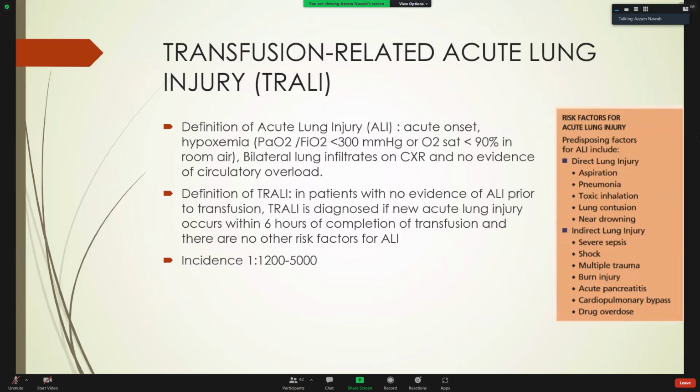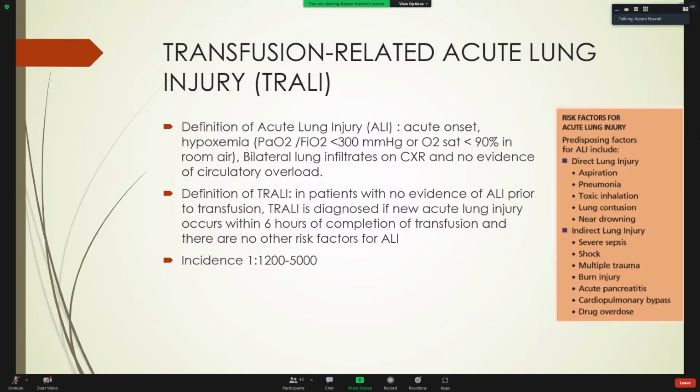So, TRALI, its definition: it's acute lung injury. It's acute onset hypoxemia, defined by PaO2 over FiO2, meaning alveolar to arterial oxygen ratio, less than 300 millimeters mercury, or oxygen saturation less than 90 on room air. Bilateral lung infiltration on chest X-ray and no evidence of circulatory overload, meaning the patient is not volume overloaded.